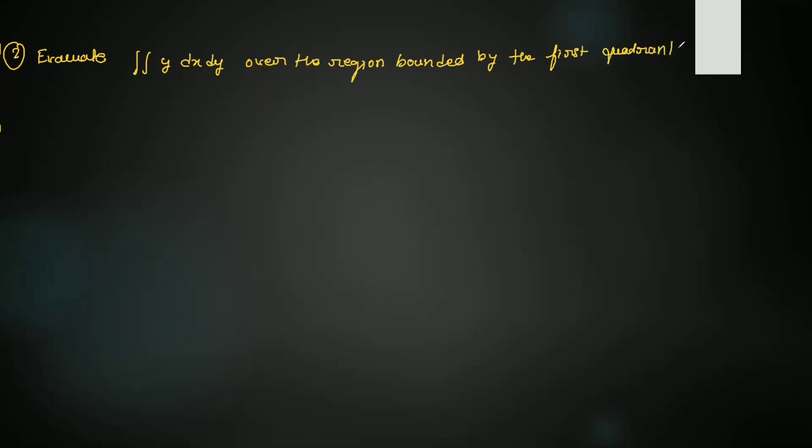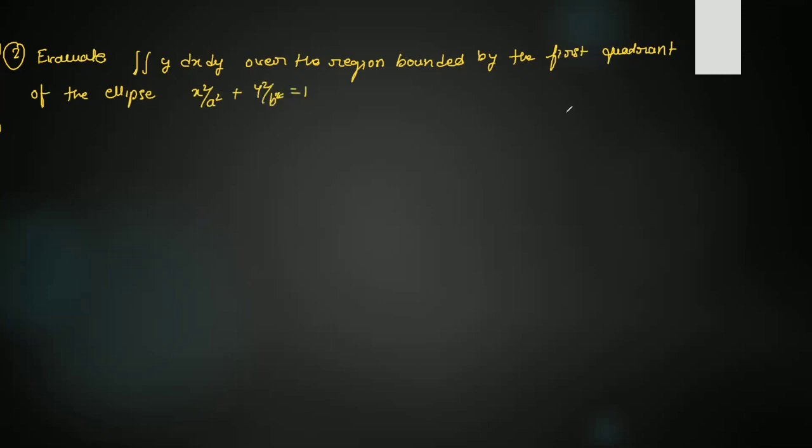Evaluate the double integral of y dx dy over the region bounded by the first quadrant of the ellipse x square by a square plus y square by b square is equal to 1.